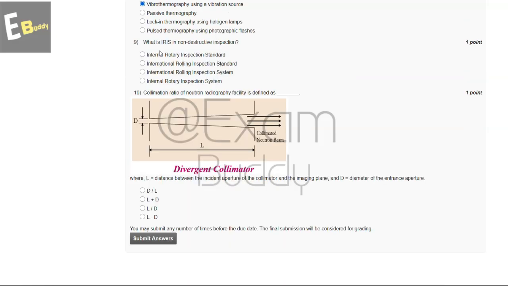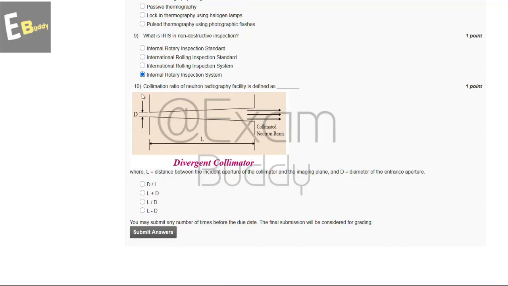What is IRIS in non-destructive inspection? So these are the options, and the answer for our ninth question is D, internal rotary inspection system. Now let's go to our question number 10.